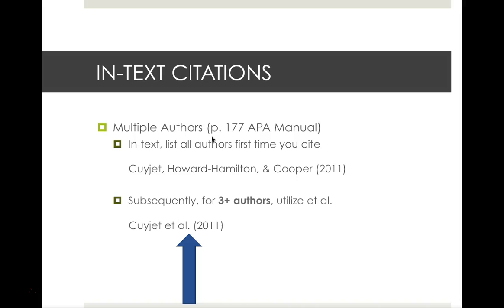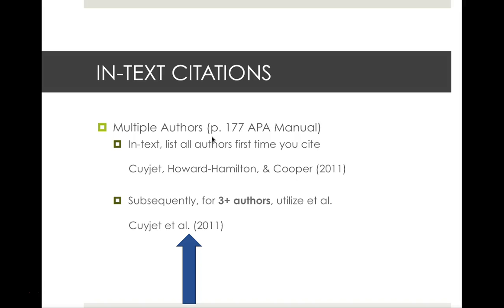Another common mistake is how to cite multiple authors in text. I would encourage you to look at page 177 of the APA manual to better understand this issue. When you're writing in text, the first time that you're citing a source, you need to list all the authors. For example, here, there are 3 authors to this book, and the first time I list them in text, I'm going to list all 3 authors by last name.